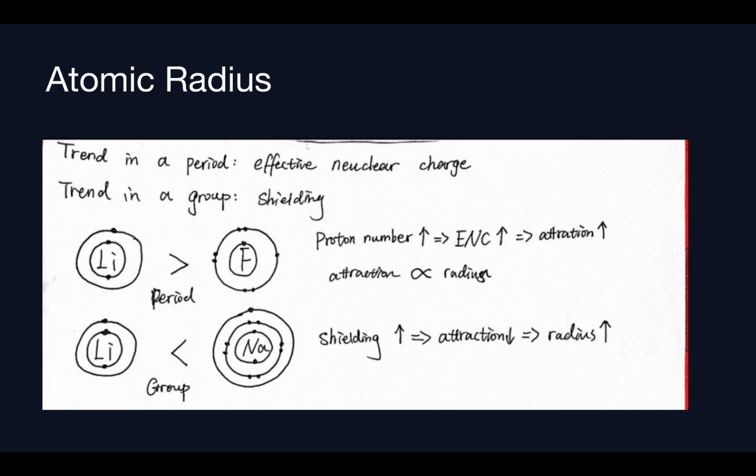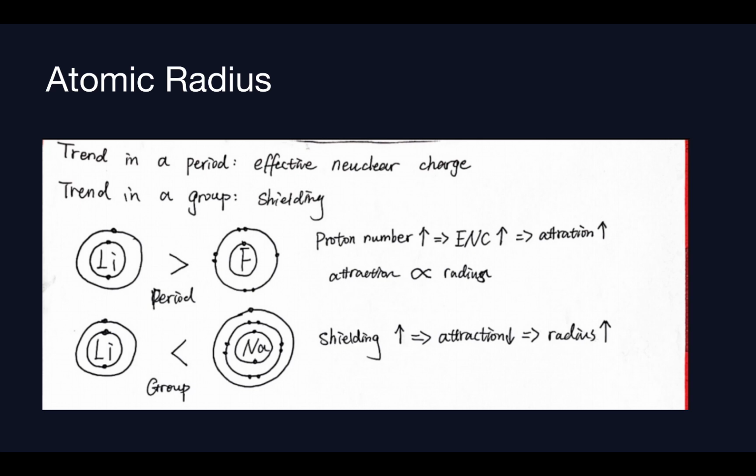So the first thing that could affect atomic radius is the effective nuclear charge, which is basically the number of protons inside a nucleus. And secondly is shielding, which is basically the number of electron shells between the nucleus and the outer electron shell.